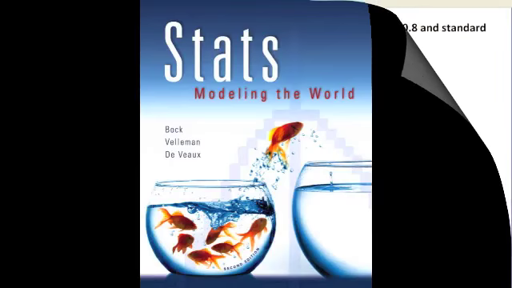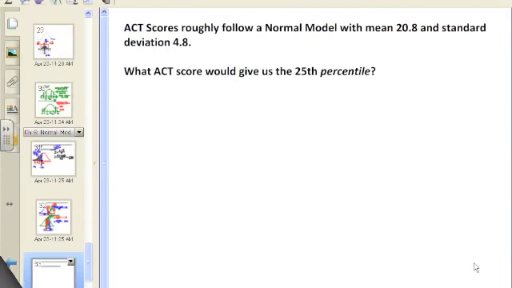All right, so the last time we were working on using the normal model to calculate percentages. So I'm going to show you some problems that are kind of backwards from that. We're going to get started using the same ACT kind of story problem. But this time, the question asks, what ACT score would give us the 25th percentile? So this time we're finding ACT scores, and we've also got this new word, percentile. Percentile means percent below. It's very important.